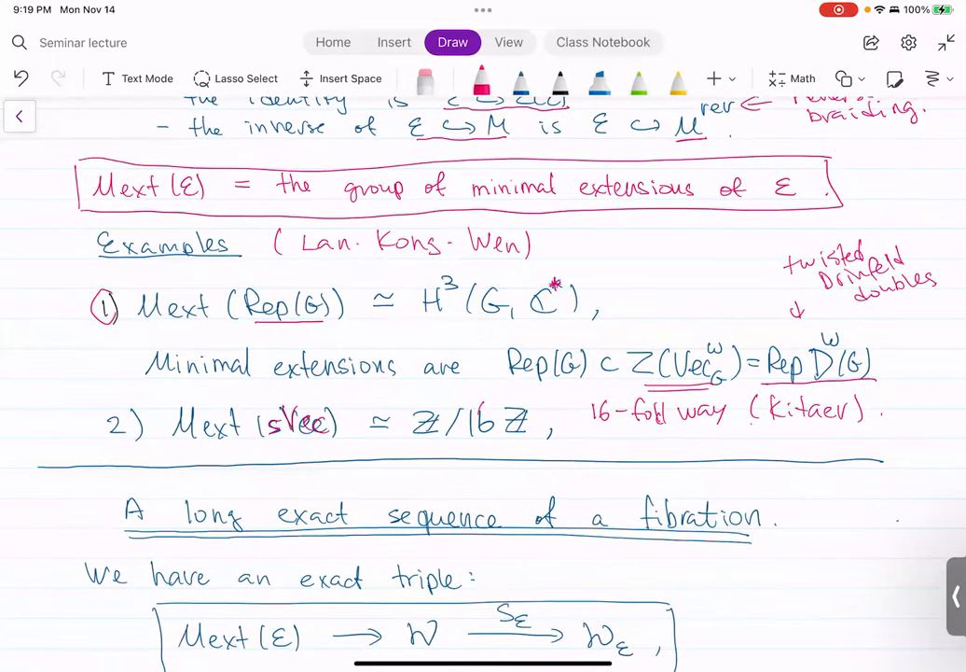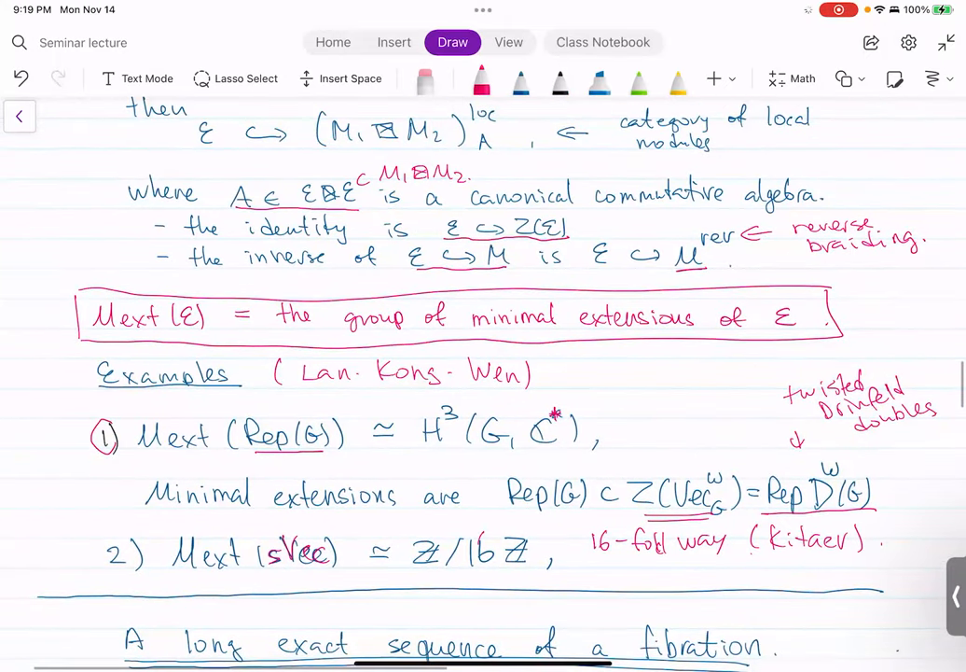All right, so now that's all nice and good. However, of course, there are symmetric categories that are more complicated than those that I mentioned, right? Not just the category of G-graded vector spaces or super vector spaces, but arbitrary. So what I'm going to talk about next is various ways to actually make progress in computing these groups.